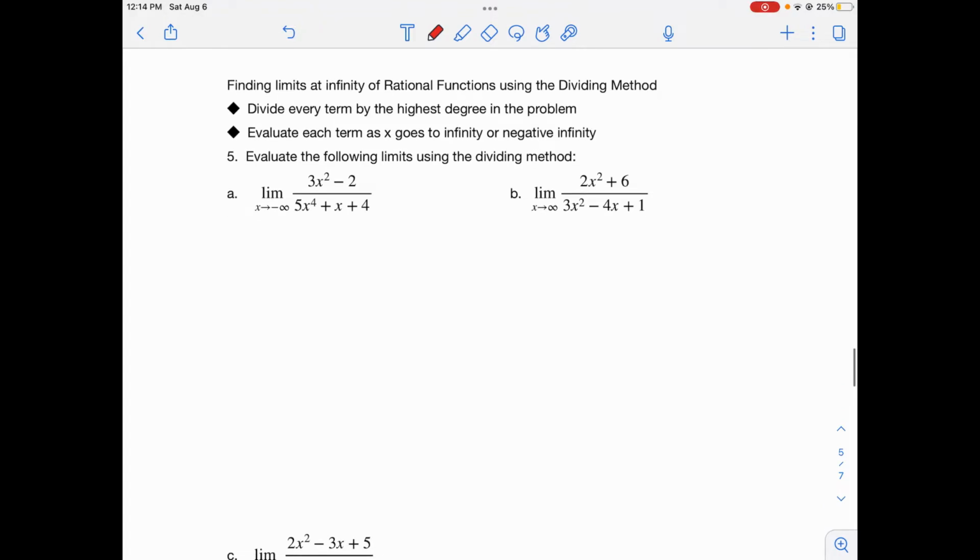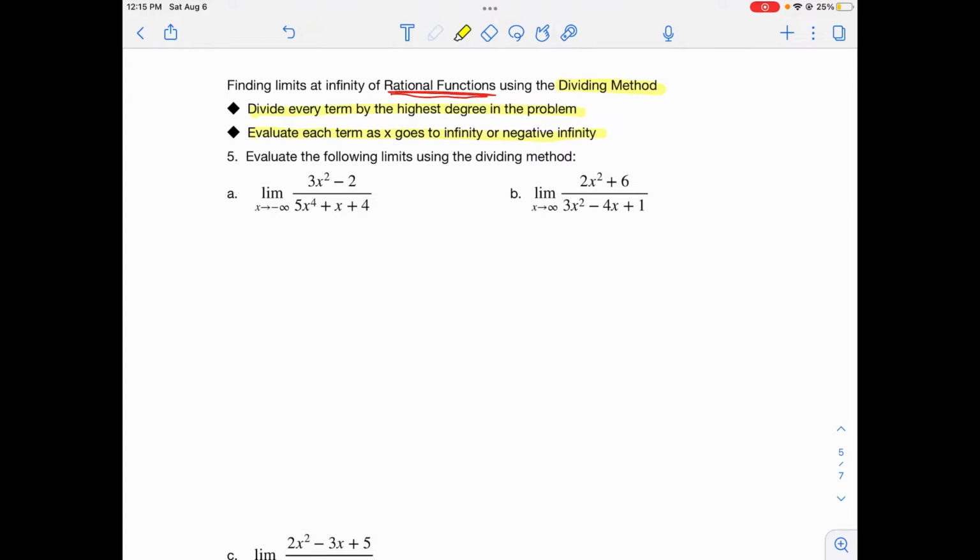There are two main techniques to find the limits at infinity of rational functions. So we're going to focus on rational functions, and then the last thing we're going to do is polynomials. Those are the two that we're going to focus on today. The first technique is called the dividing out method. You look at your rational function, and you find the highest degree of any x in the problem. Then you divide every term by the highest degree in the problem. Then you simplify each of those terms and evaluate each term as x goes to infinity or negative infinity, whichever one you're looking at, and that'll give you your answer.